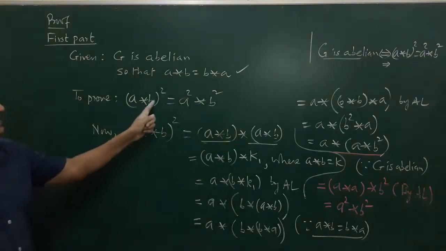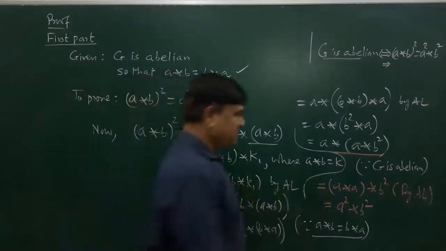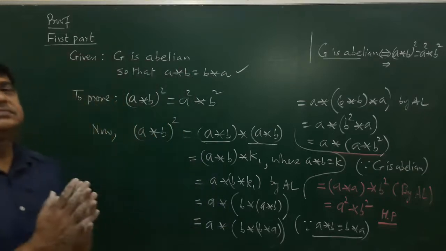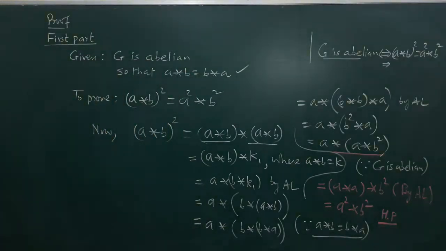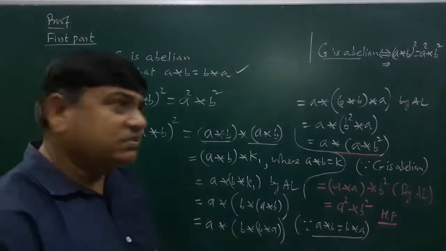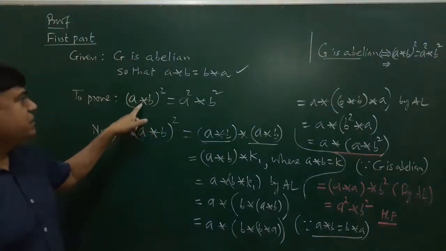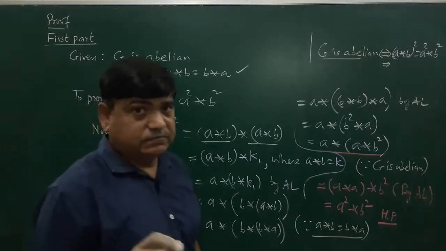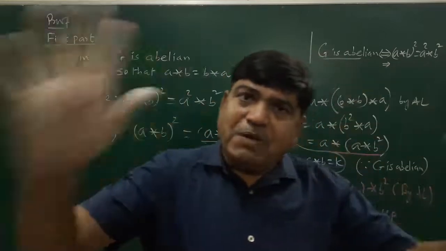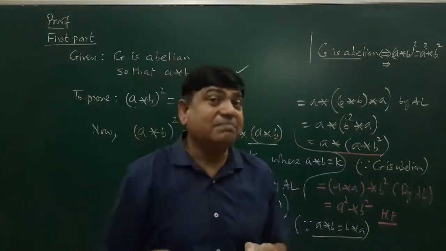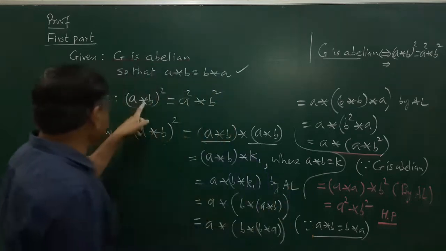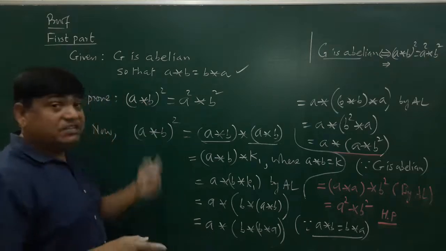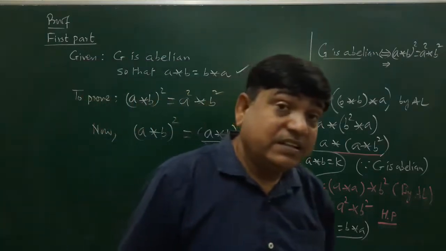So (ab) whole square is equal to this one. Some authors do not use this star and they simply write (ab) square equals a square b square. So if in your mind it is fixed that there is a binary composition between two elements, then you can draw this symbol particularly.